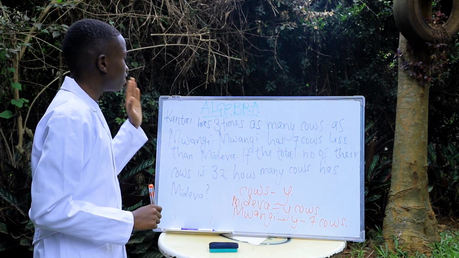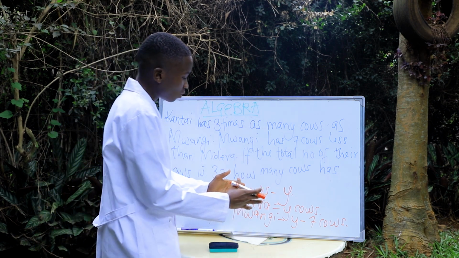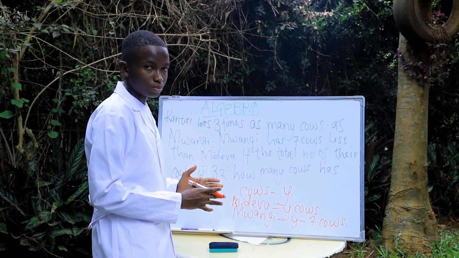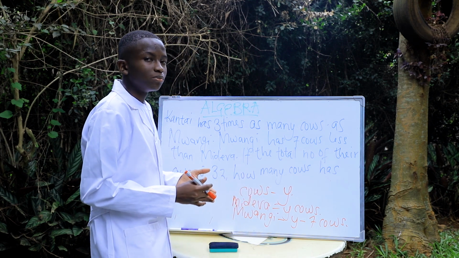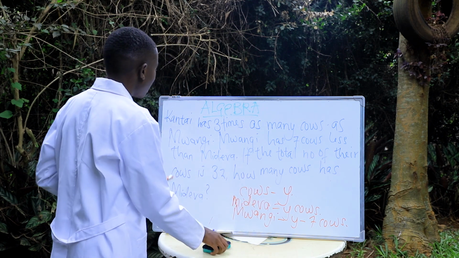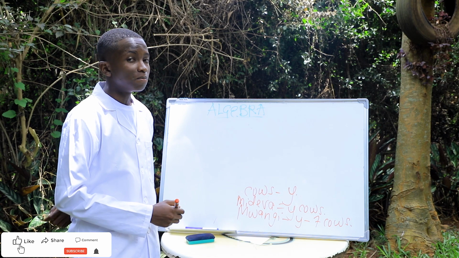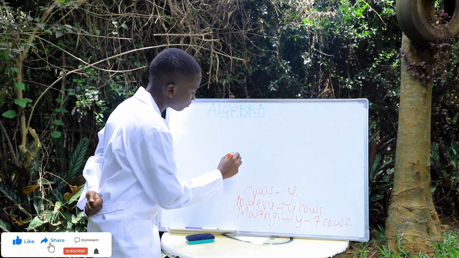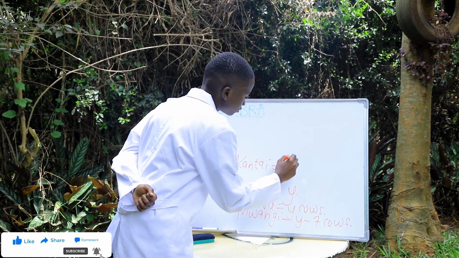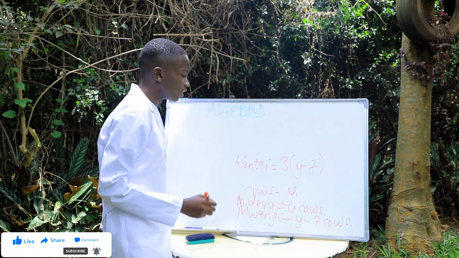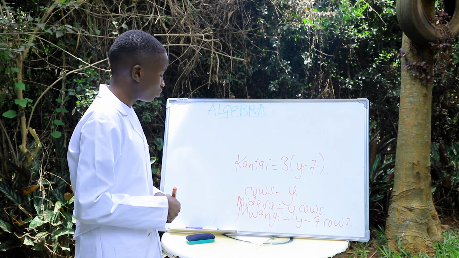Kantai has 3 times as many cows as Mwangi. What you're going to do, you're going to put Y minus 7 into the brackets, and you're going to put 3, meaning that Y minus 7 has been multiplied by 3. So, Kantai, we said that Kantai has 3 times more cows than Mwangi. So Kantai is going to be 3 into Y minus 7. That way, we're able to see that Kantai has 3 times more cows than Mwangi.